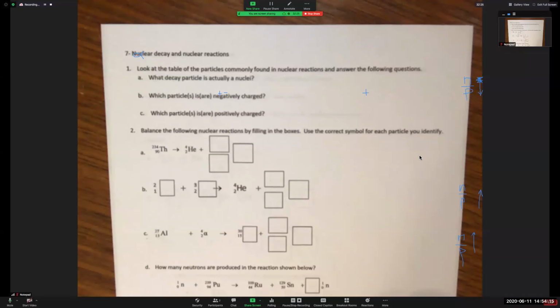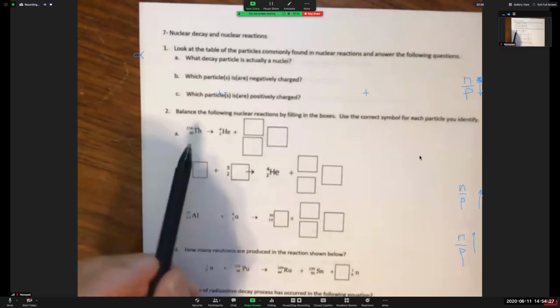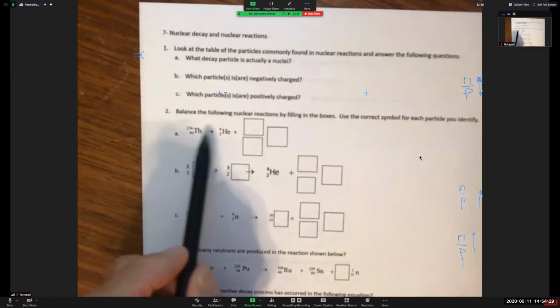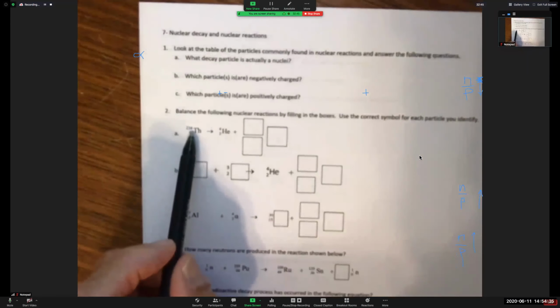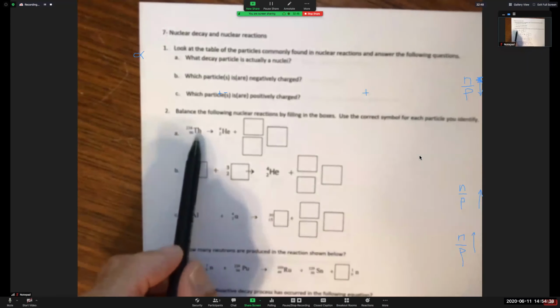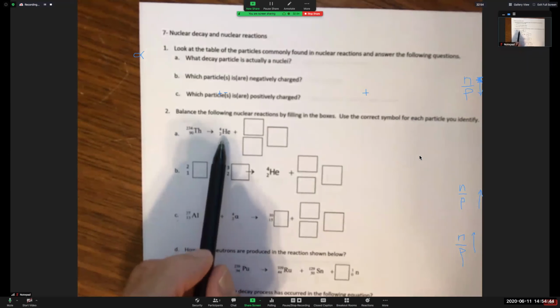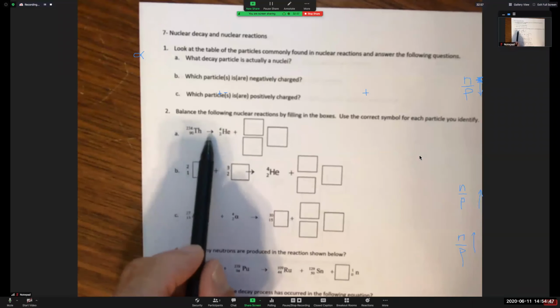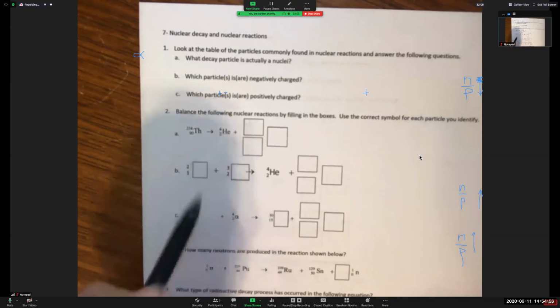Balance the following nuclear reactions by filling in the boxes. Use the correct symbol for each particle you identify. So this is an exercise in just balancing the atomic numbers and the mass numbers. In the first case, we have thorium 234 losing an alpha particle. So what's it going to turn into? Well, the way I like to do this, I usually like to find the element first. The alpha particle loses 2 protons, so that means we have 90 minus 2. So this is going to be 88 here.